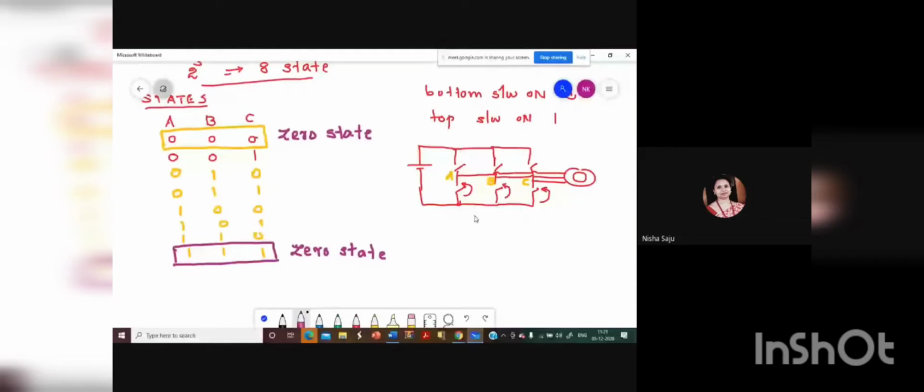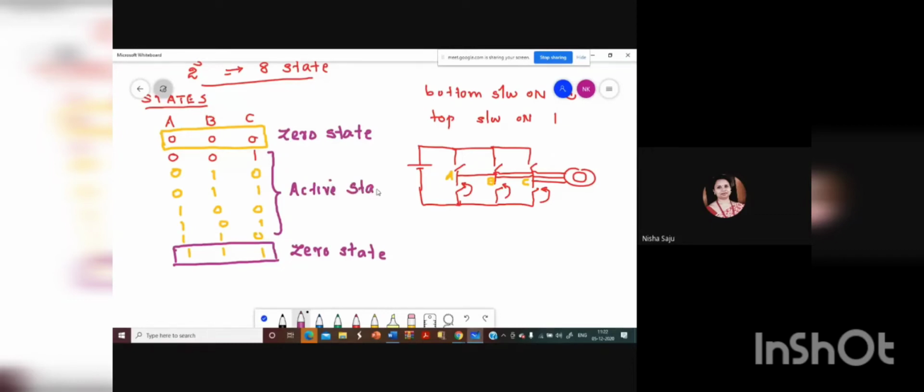So these two states are known as the zero state. And how many of them do you have here? You have 6 other states, and these 6 states are known as the active state. So you have the active vector state, or active state.